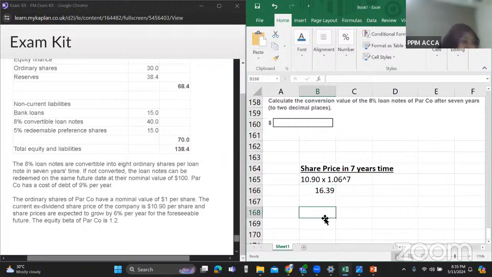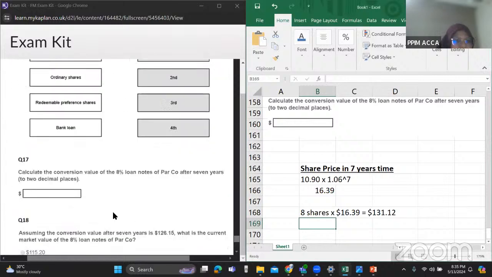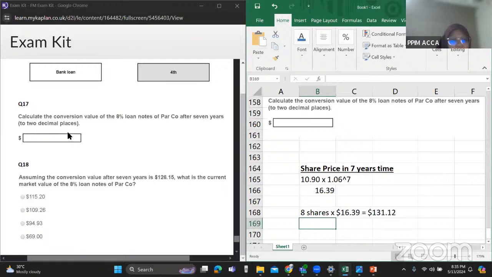In 7 years time, one share of yours will be equal to $16.39. So how many shares can we convert to? We know that we can convert it into 8 ordinary shares. So 8 shares into the market price of 16.39, the conversion value will be 131.12, like you calculated. Okay, so you just have to put that answer here, 131.12.